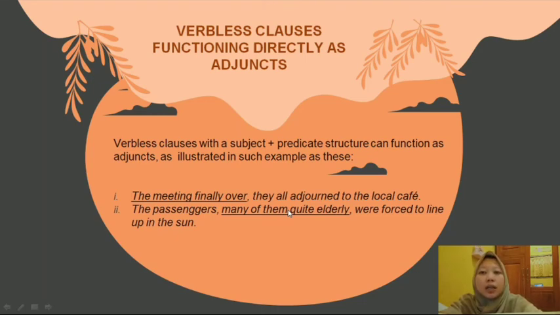As in examples like the meeting was finally over or many of them were quite elderly, the adjunct in example number 1 has a temporal interpretation. It means when the meeting was finally over. And example number 2 is comparable to a supplementary relative clause, in many of whom were quite elderly.